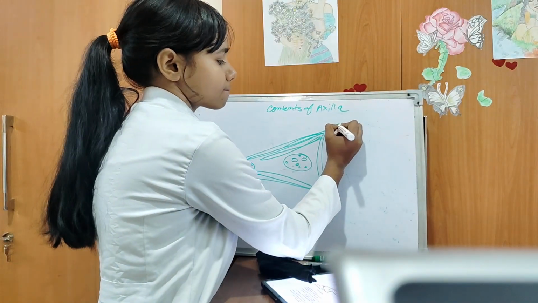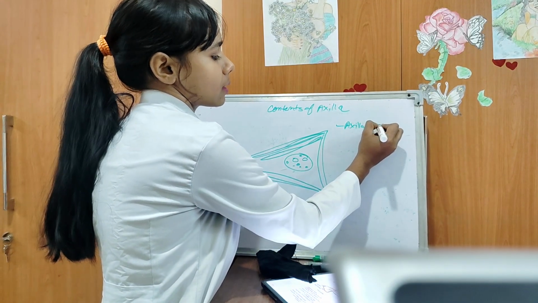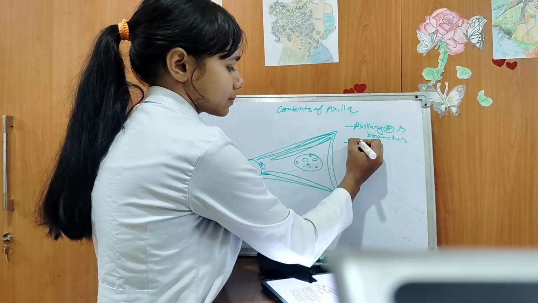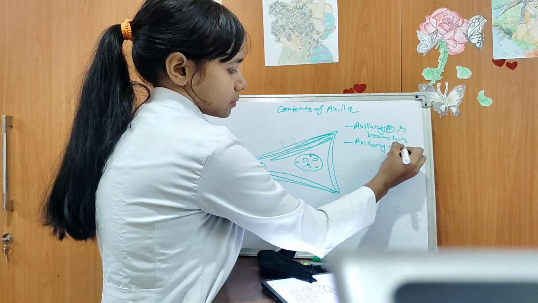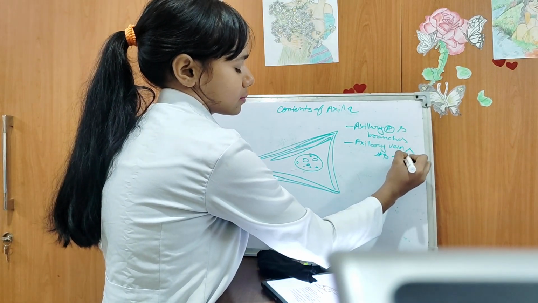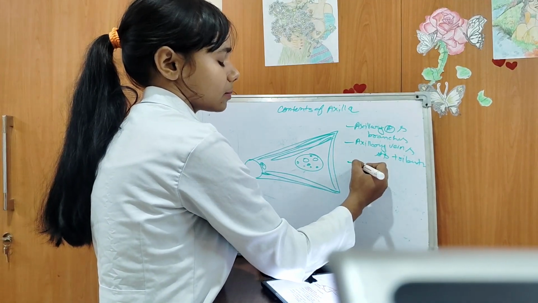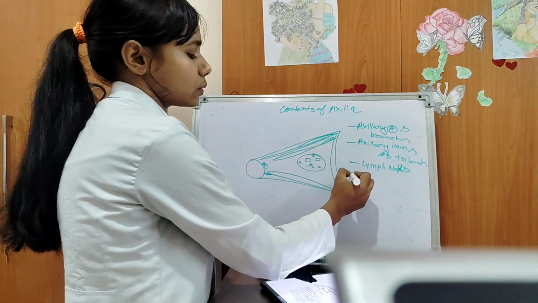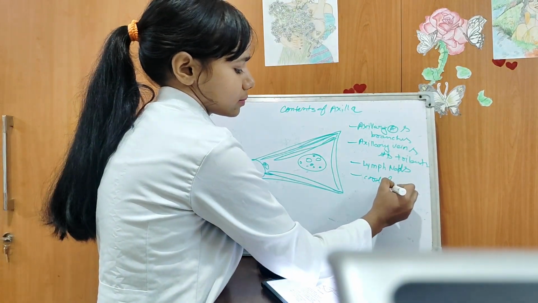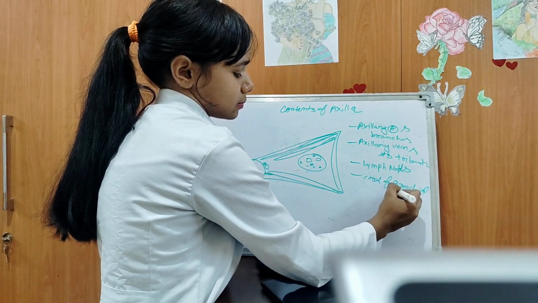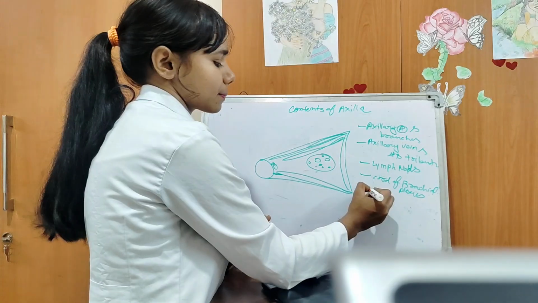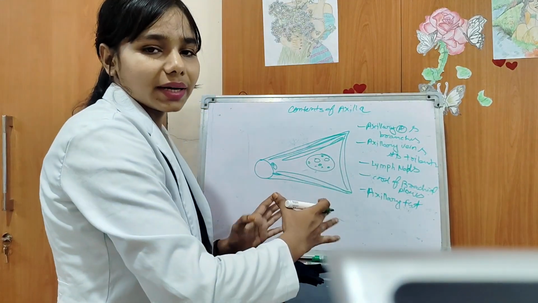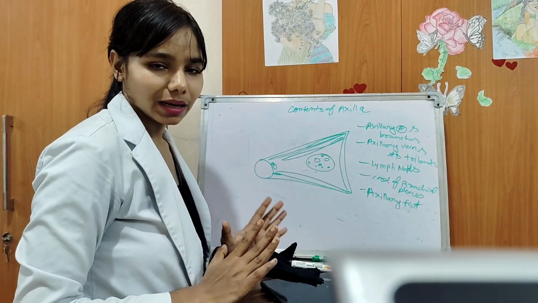We can write: axillary artery and its branches, axillary vein and its tributaries, axillary lymph nodes, five groups of axillary lymph nodes, cords of brachial plexus, lymphatics, axillary fat, and embedded structures in it. So these are all the contents of axilla.